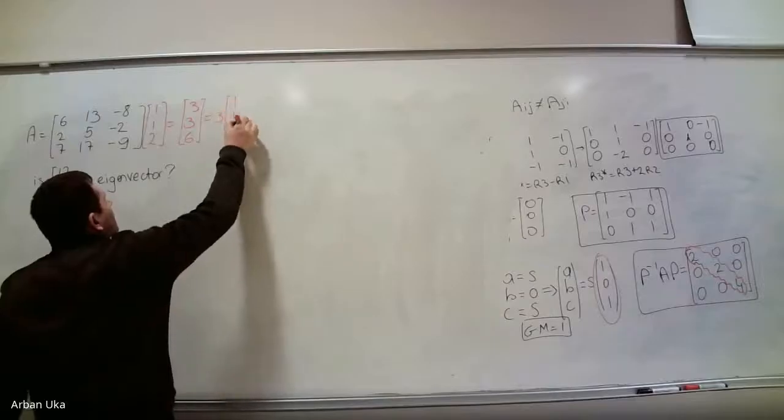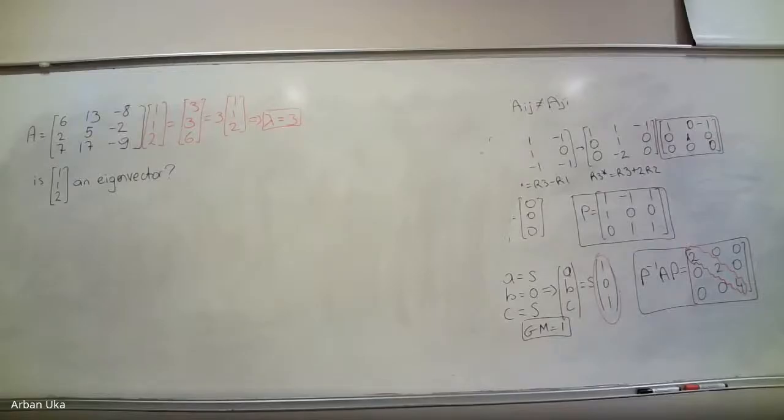Yes, because 3 times the vector 1, 1, 2 equal to that one. That's correct. The scalar multiple is 3. This shows that the vector we have is the eigenvector of the matrix given A. That's true. And the eigenvalue is 3. Yes. That is correct. And then, so it looks like we found one eigenvalue.